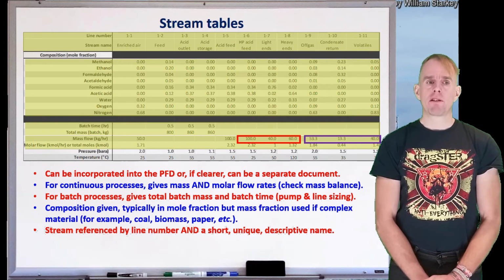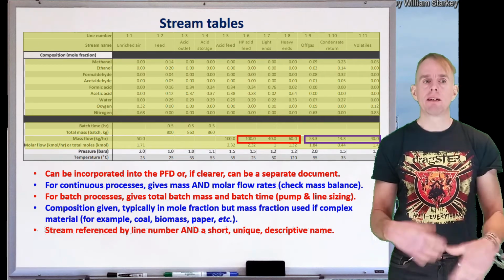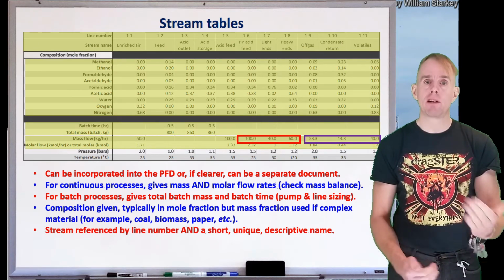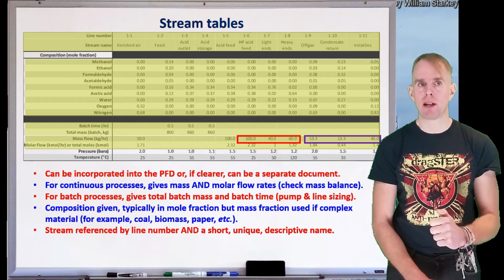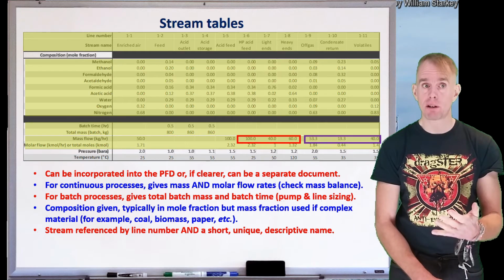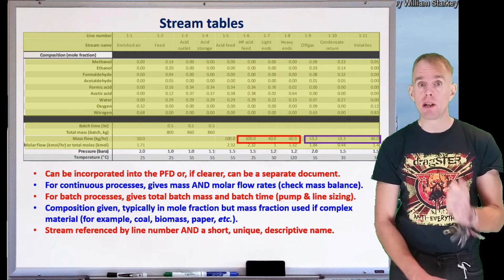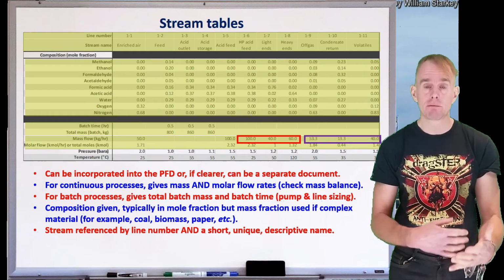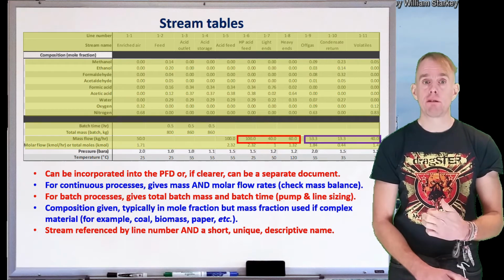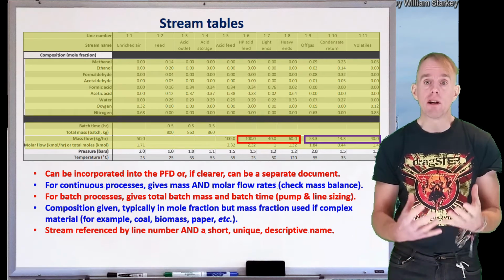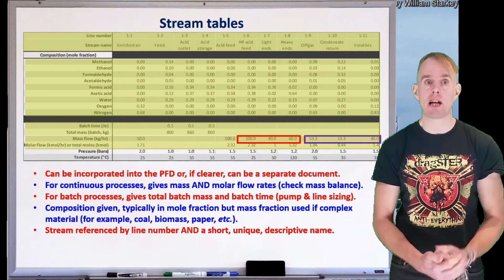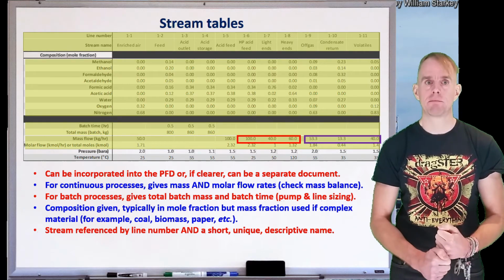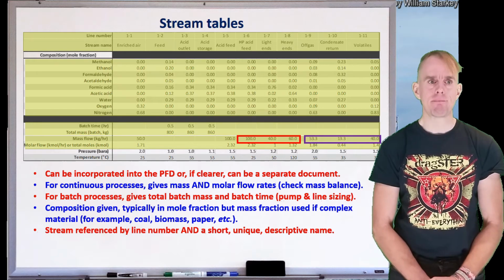If we look at the top of the table, we'll see that each stream is clearly referenced by the stream number that appears on the process flow diagram and a short, unique descriptive name. It's short because there's not much space, it's unique because we want it to be easily referenceable, and it's descriptive because we want to show the reader what it is that stream mostly comprises of. For example, enriched air, or hot acid, or volatiles.